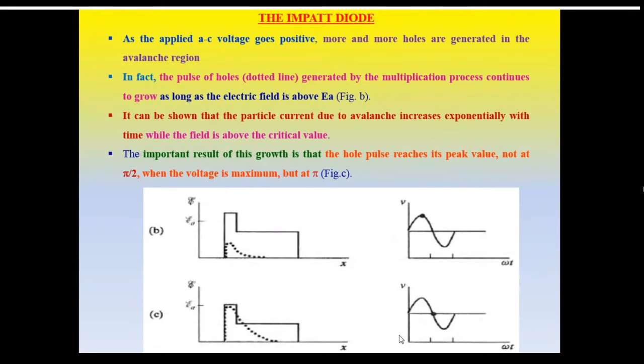If you see the figure, okay, somewhat closer to pi by 2, but it is written not at pi by 2 when the voltage is maximum, but at pi. Okay, so it means if we keep increasing the AC voltage, the multiplication process will increase.